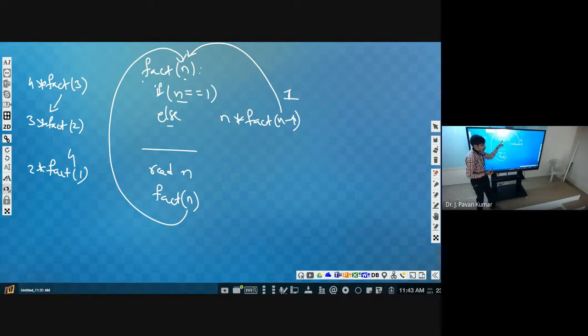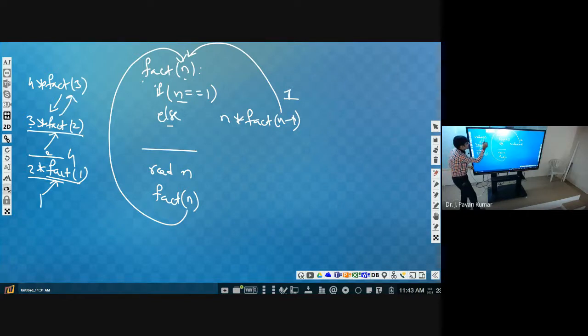Next, n equal to 1. So it is true. What will be returned? 1. So 1 will be returned. So this value will be returned here. Then it will be substituted. Then this will be calculated. What's the value? 2. That will be returned here. Okay, this will be computed. That is 6. That will be returned here. Next, 4 into 6. That will be finally back to this.